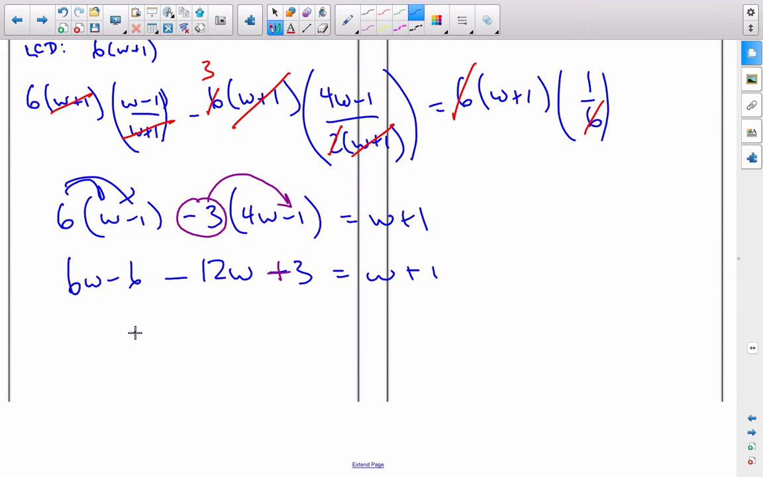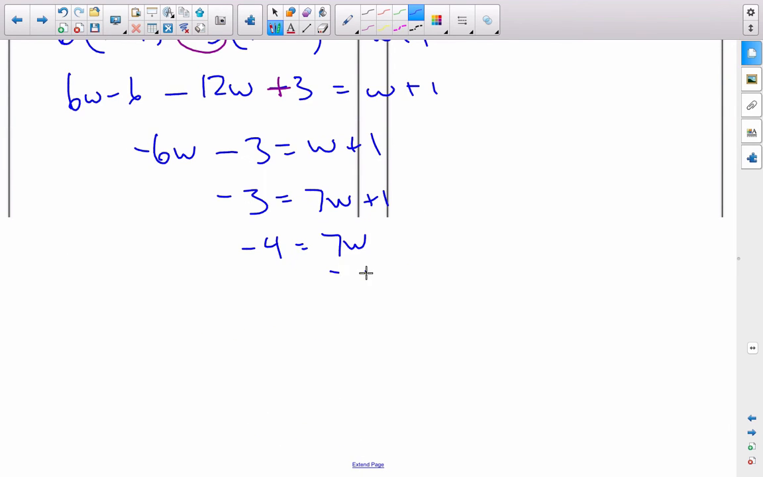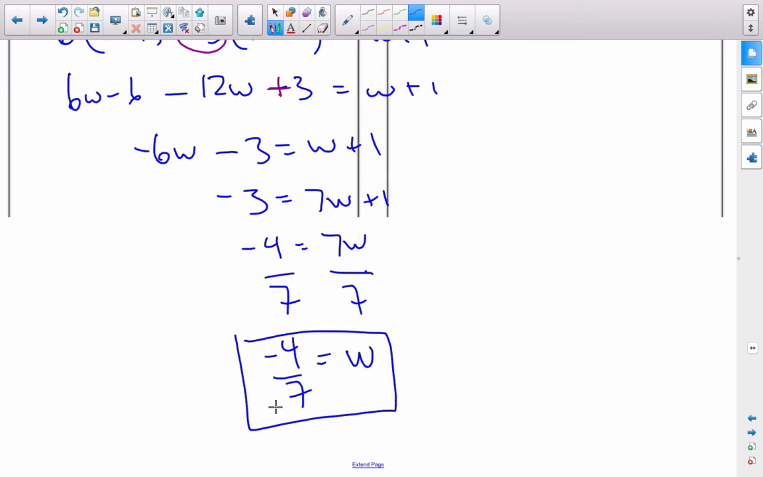So collecting like terms, I get negative 6w plus 3 is w plus 1. I like to make positive things, so let's bring the 6 over. So I have 7w plus 1, negative 3... Subtract the 1, so I get negative 4 is equal to 7w. Dividing by the 7, and w is equal to negative 4 over 7 is my answer. Well done. Well done. All right.